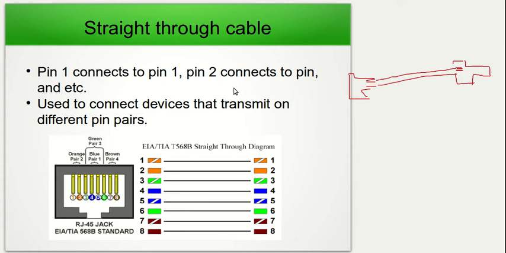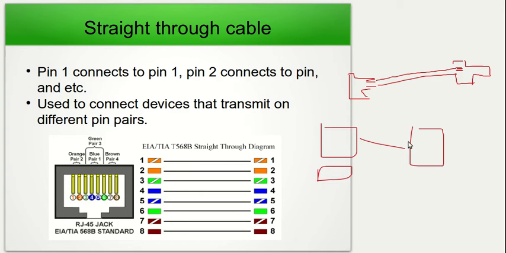So straight through cabling is used to connect our switches to our PCs. As an example, we have a switch over here, a PC over here, and a switch over here. The way it works is that when PC1 goes to send data, it puts the data on pin 1. That data is carried over the wire which connects pin 1 on the PC to pin 1 on the switch.